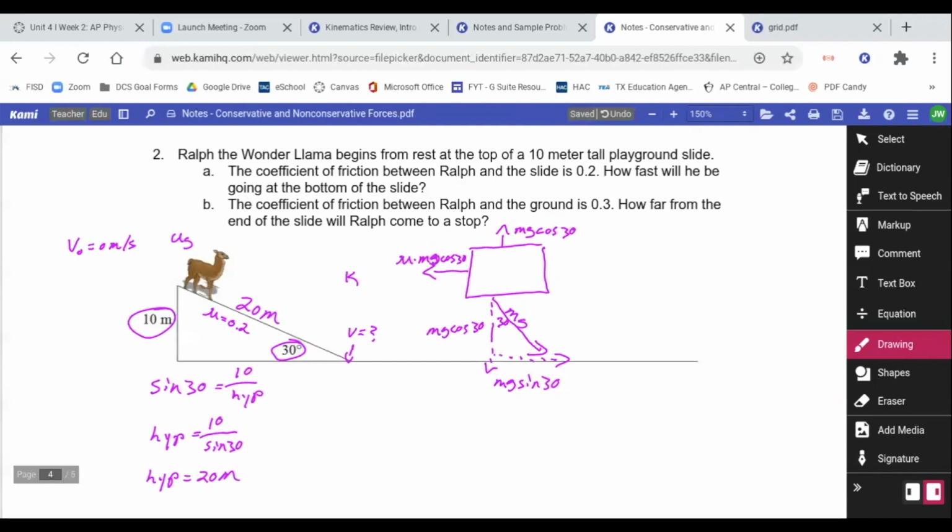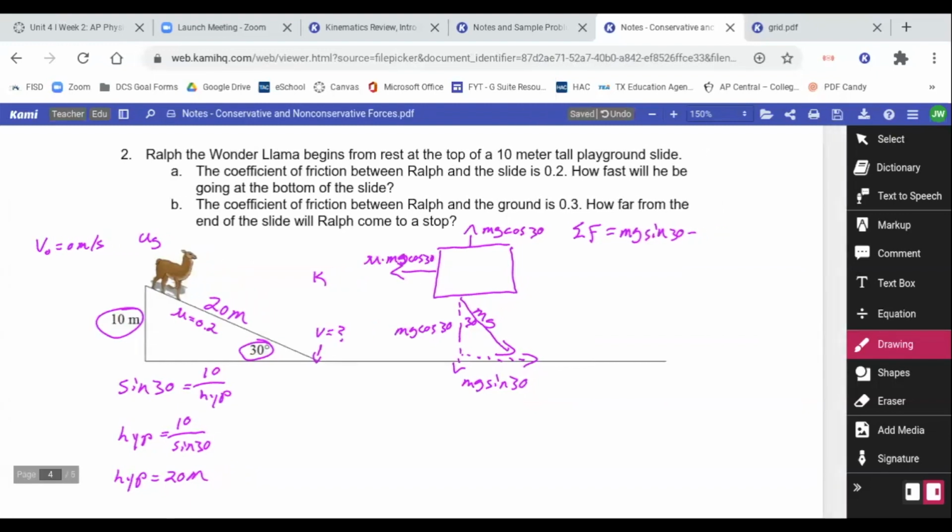Now, my summation of forces is going to be equal to what's pulling me down the ramp? Mg sine 30. What is resisting me going down the ramp? Well, that's based on friction, which would be coefficient times mg cosine of 30. Now, I don't know what mass is, but I know the coefficient, I know g, and I know the sine of 30, and I know the cosine of 30.